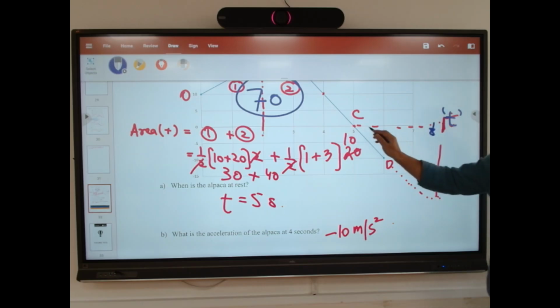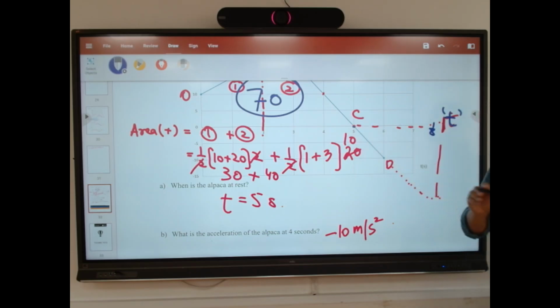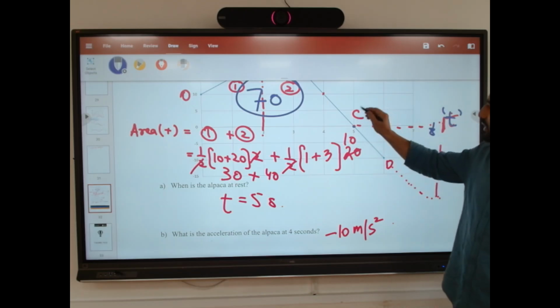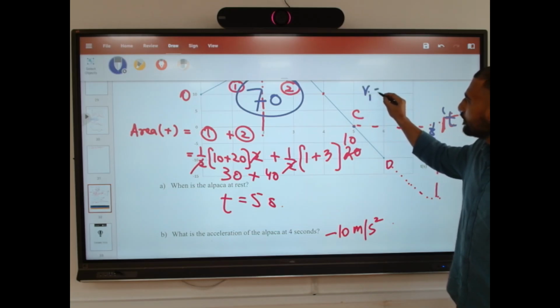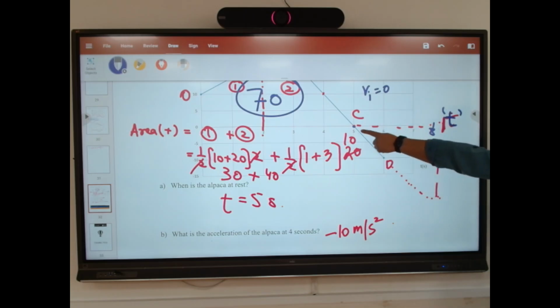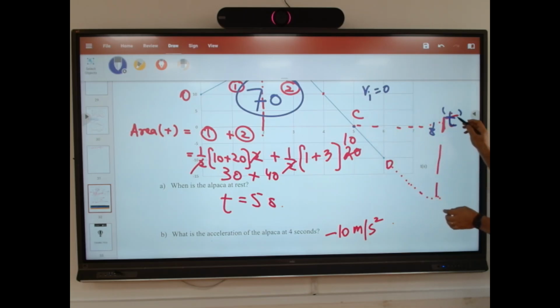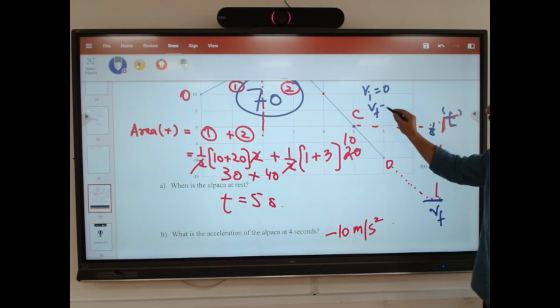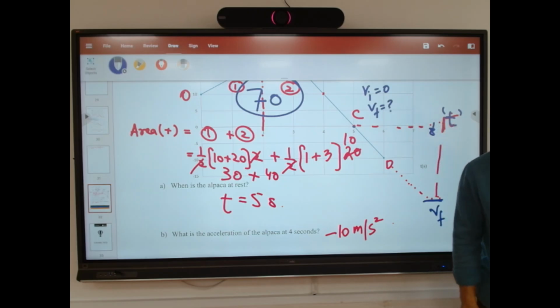When he is at C, what is the initial velocity? 0, isn't it? Yes. When he is at C, the initial velocity is 0. So we need to know the velocity when he is at time t, because that would be somewhere here. Correct? So that is the final velocity. So we have to find that. Do you know the acceleration? Do we know the acceleration? No.